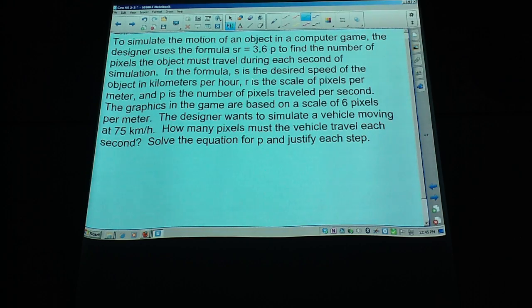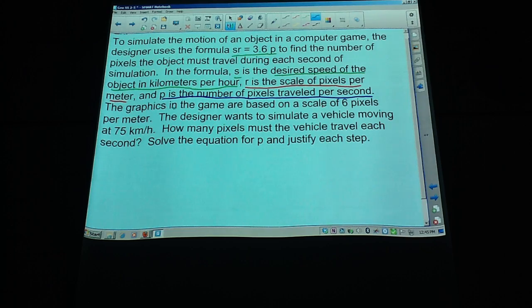It says to simulate the motion of an object in a computer game, the designer uses the formula SR equals 3.6P to find the number of pixels the object must travel during each second of simulation. In the formula, S is the desired speed of the object in kilometers per hour. Then it says R is the scale of pixels per meter, and then P is the number of pixels traveled per second.